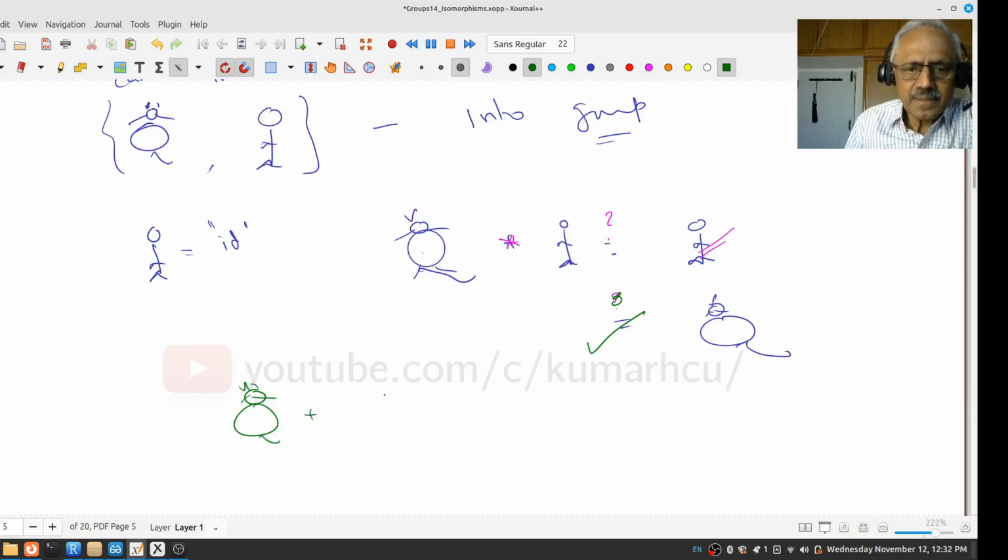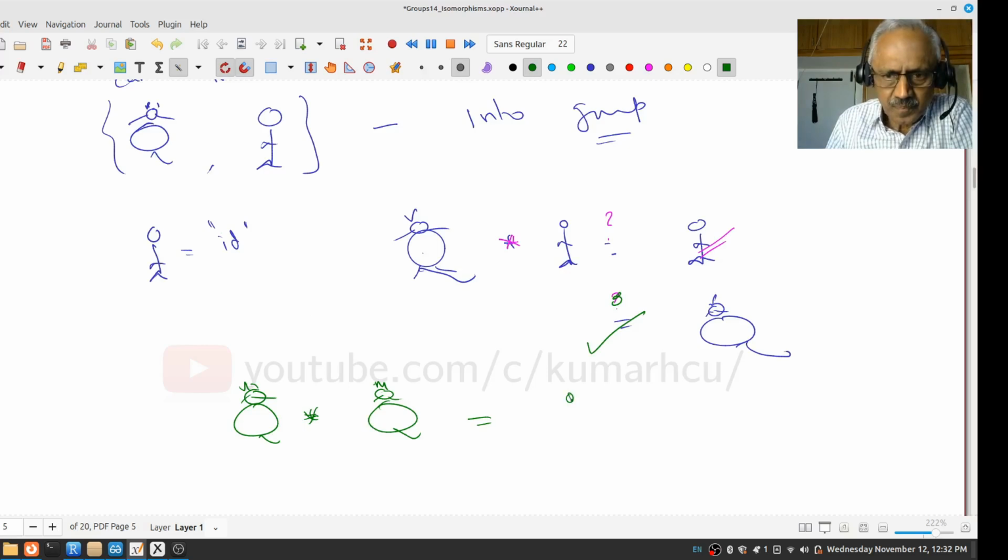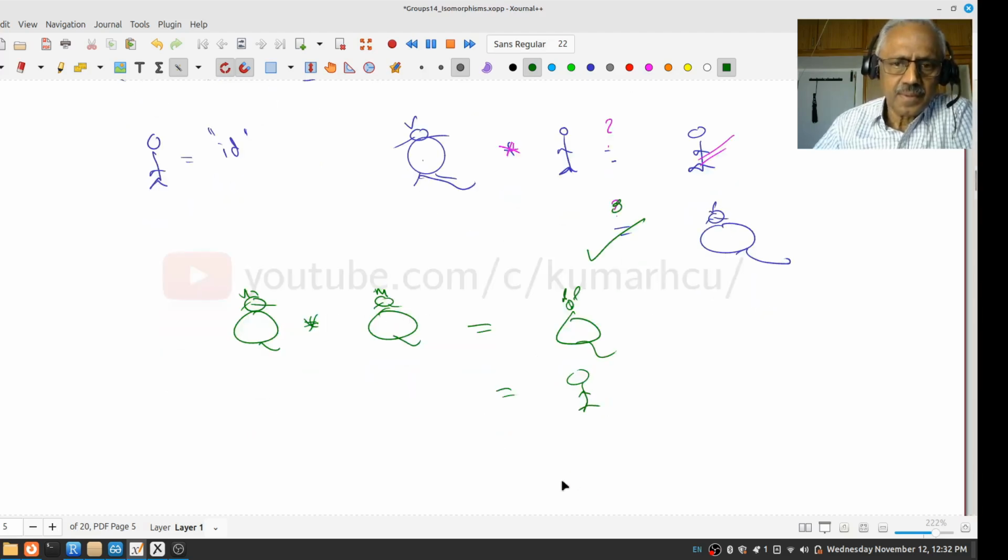Now let me take the cat and the cat, and take the binary operation. What will it be? Again, there are two options. This binary operation should be either this element or this element.